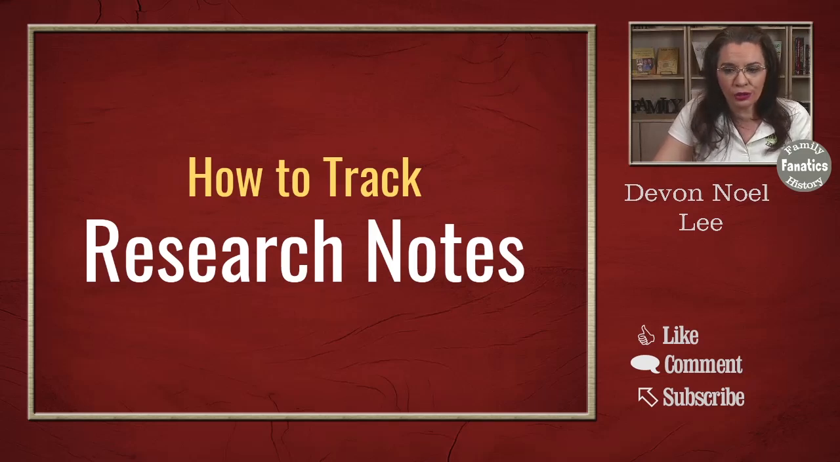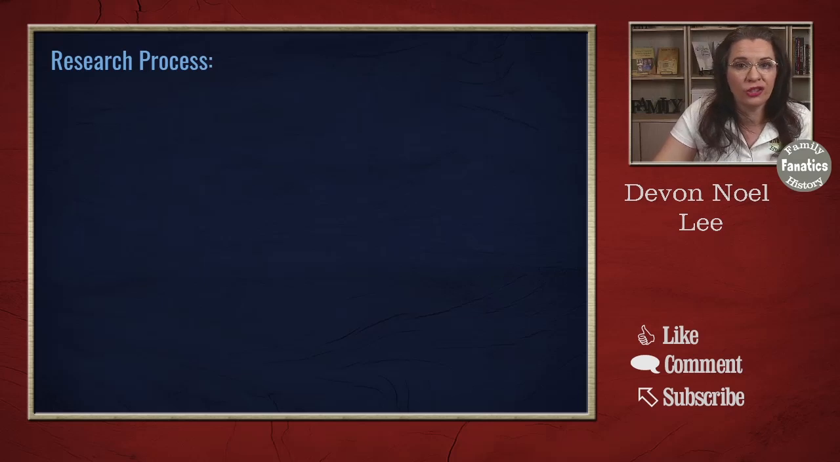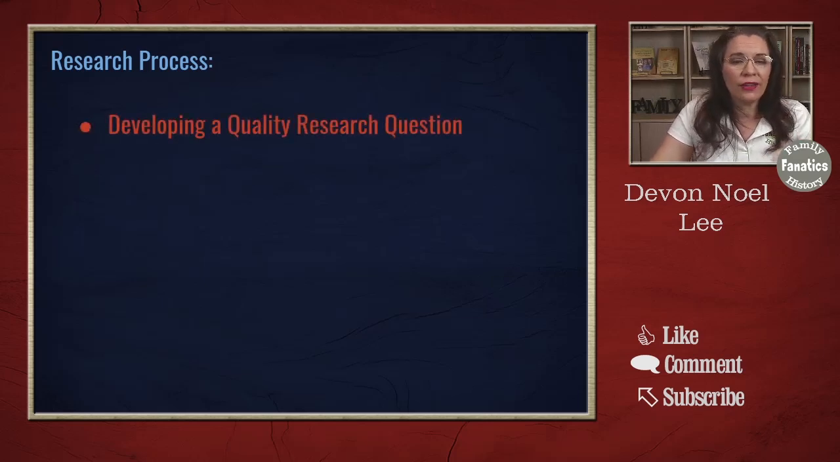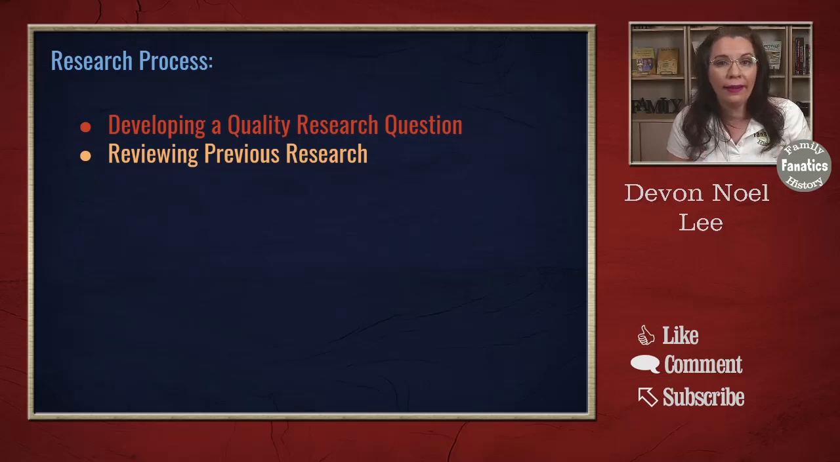the genealogy research process. While there is a genealogy proof standard, I want to take it a little bit step further and show you what my process actually looks like. First, I develop a quality genealogy research question. What is it that I'm trying to answer? And then I go and I look at previous research. Has the answer been found? Is there contradictory information? Or do I have clues that can help me answer the question, but now I just need to go and prove it?